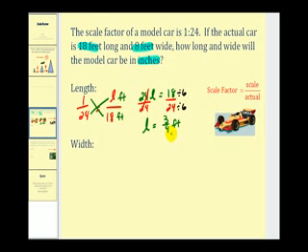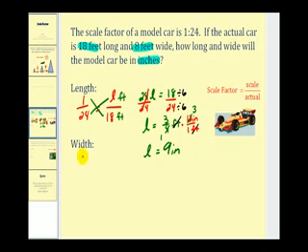Now we do have to convert this to inches. Remember, there's 12 inches in 1 foot. So we can multiply this by the ratio of 12 inches to 1 foot. When we do this, the units of feet simplify out. 3/4 times 12 will give us our measurement in inches. And there's 3 fours in 12, and 3 times 3 is 9. So our scaled length is 9 inches.